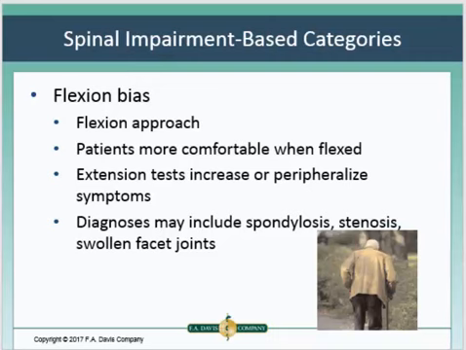These people will have a peripheralization, or pain that moves down the leg, with extension tests, but they may have no symptoms seated, especially if they're seated with a reversal of their lordotic curve. Common diagnoses with this are spondylosis and stenosis. This could be either foraminal stenosis, where the vertebral foramen have gotten smaller, or it can be central canal stenosis, or a swollen facet joint.